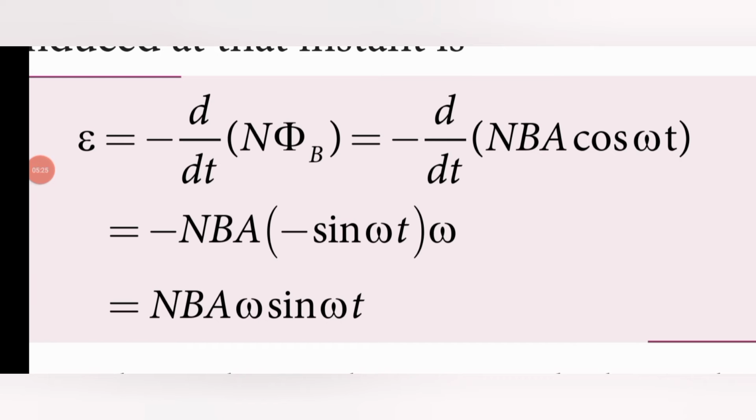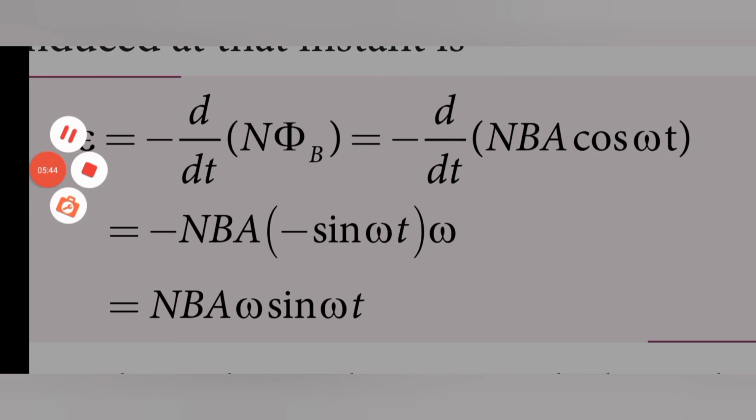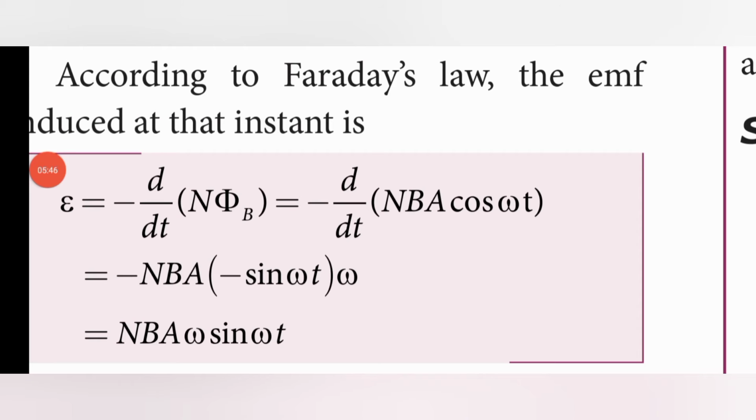So the EMF gets its maximum value when sin theta is 90 degrees. That's why sin 90 only gets the maximum value, so sin omega t gets the value 1. So the maximum value of epsilon is equal to NBA omega, because of sin 90 degrees. So we get the maximum value of induced EMF, NBA omega, because of sin 90 degrees.